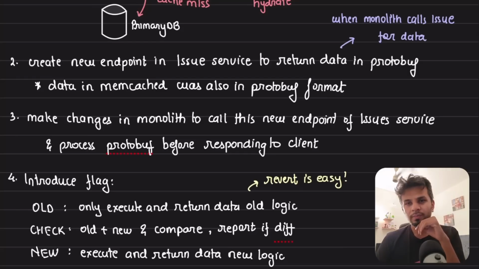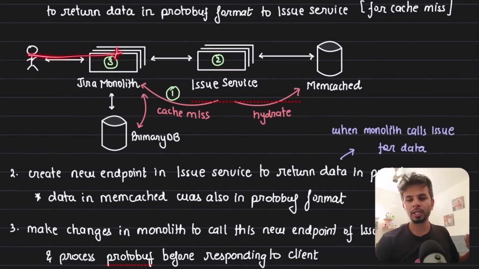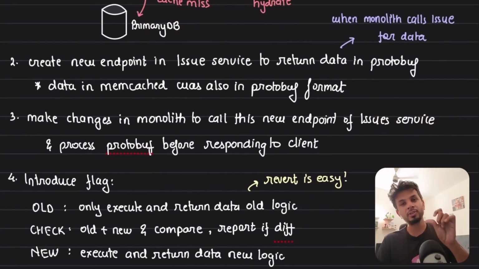So what Atlassian did is they introduced a flag. The flag had 3 values: old, check, and new. Old means execute only on the old data, old format, old logic and serve the user. The user in any case remains unaffected. So old is you only go to Jira monolith and return back. Done. Right? New was this and return back. And check was where you fire old also, you fire new also, you compare the result, and if there are any differences, you report the differences.